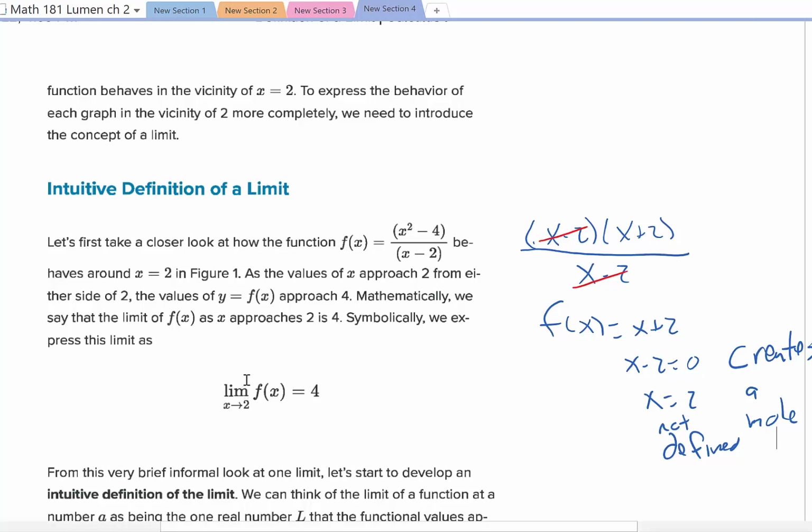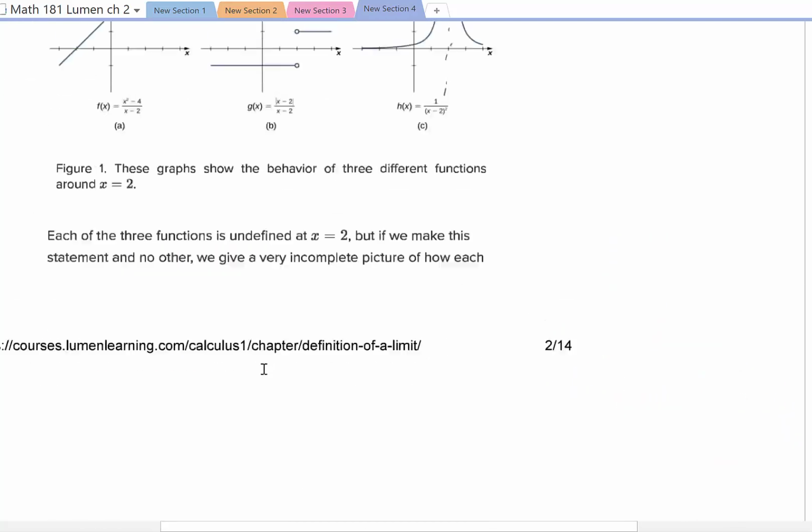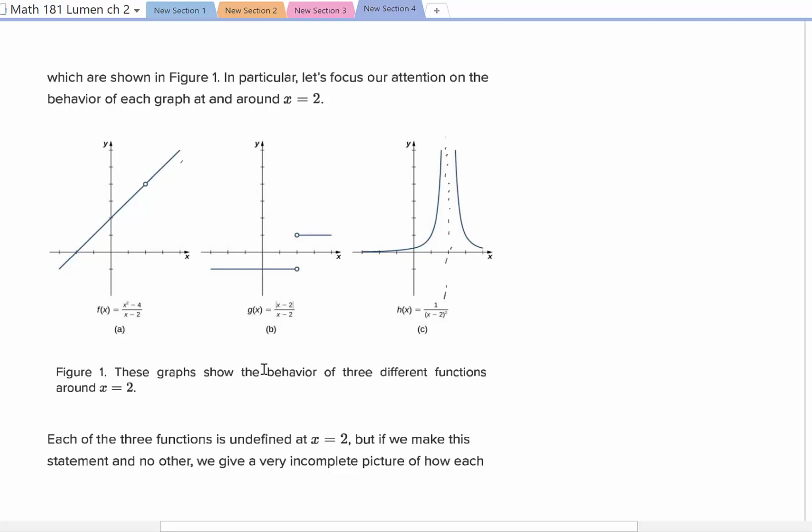Now, looking at the graph though, going from each direction, it's approaching what value, and that value is 4. So you see here it's going towards that 4, and here it's going towards that 4. Even though at x equals 2 it is not defined, the limit of the function at that point is 4, because that's what it's approaching.